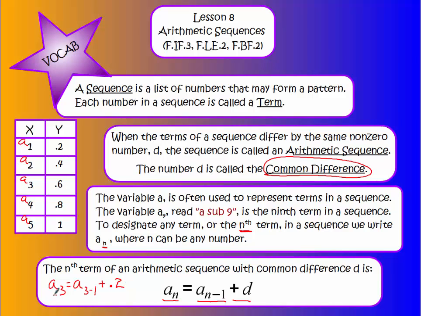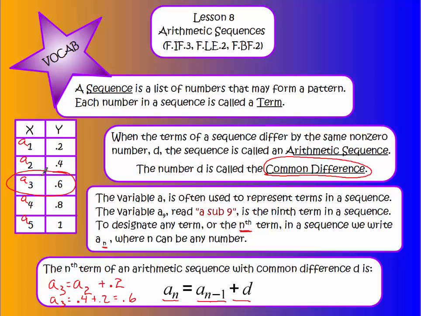So what does that mean? Well, it means the third term is going to equal a sub 3 minus 1. What's 3 minus 1? That's just 2, right? So why don't I just rewrite that as a sub 2 plus 0.2. So let's substitute some stuff in here. A sub 3, let's say I didn't know what a sub 3 was. So the third term is equal to the second term, 0.4, plus 0.2. And that's 0.6. And look, a sub 3 is 0.6.